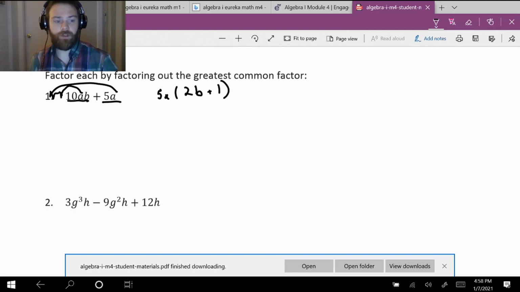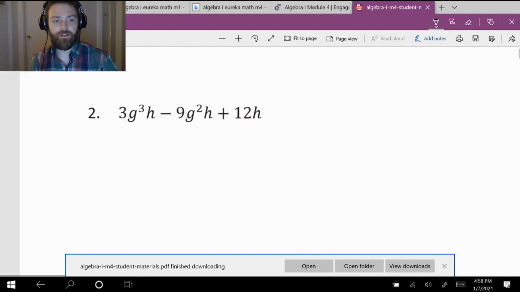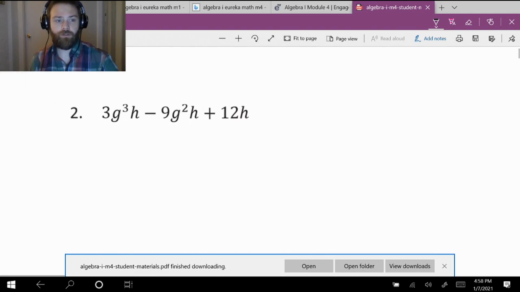And that is fully factored. So then you could come down here and factor things like this: 3g cubed h minus 9g squared h plus 12h. Well, now I have to break this down into components. I know that each individual number is divisible by 3, so I know 3 is part of the GCF. But then I have to decide what variables I can factor out.